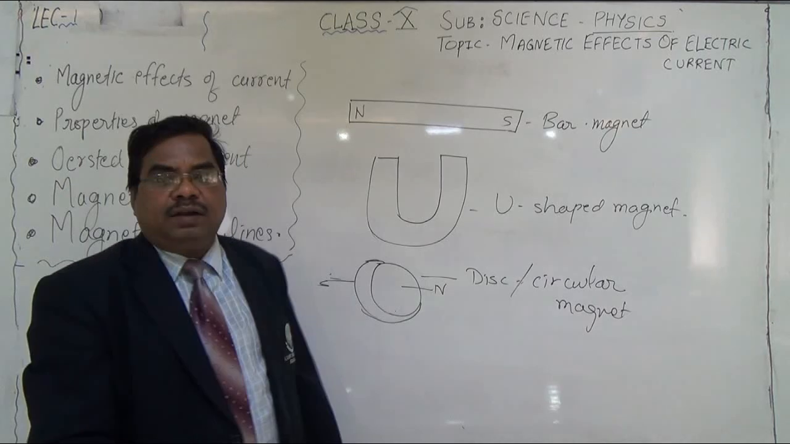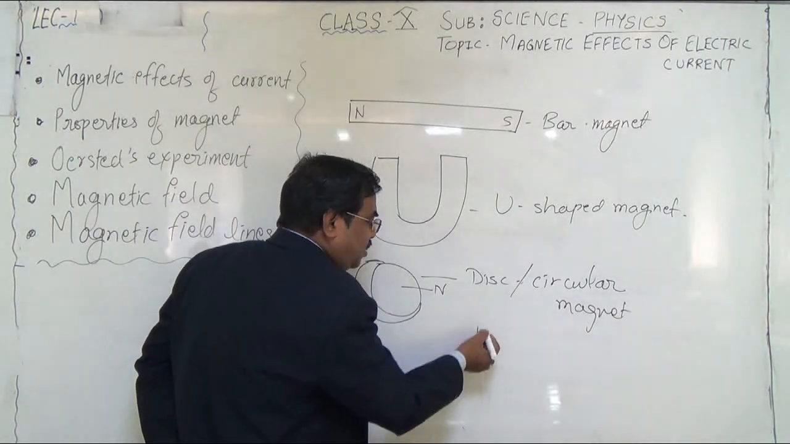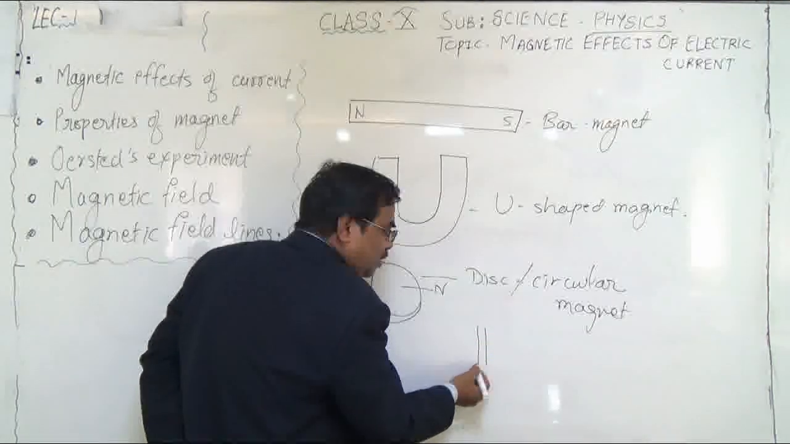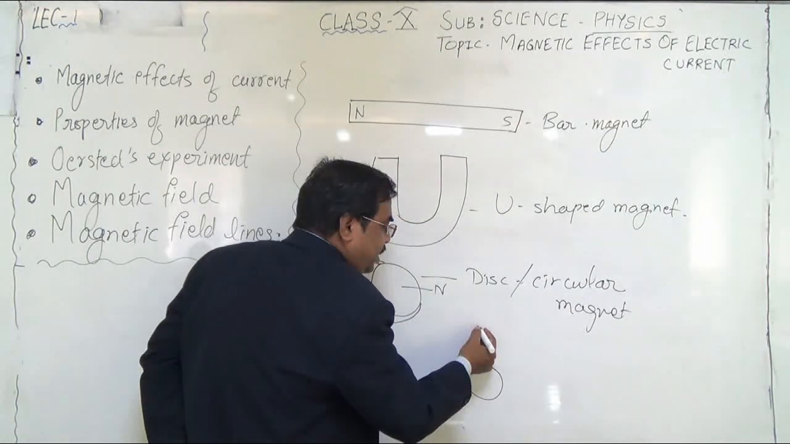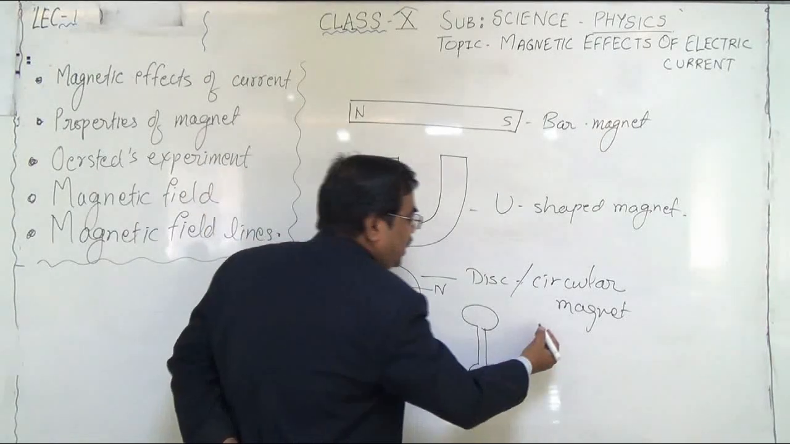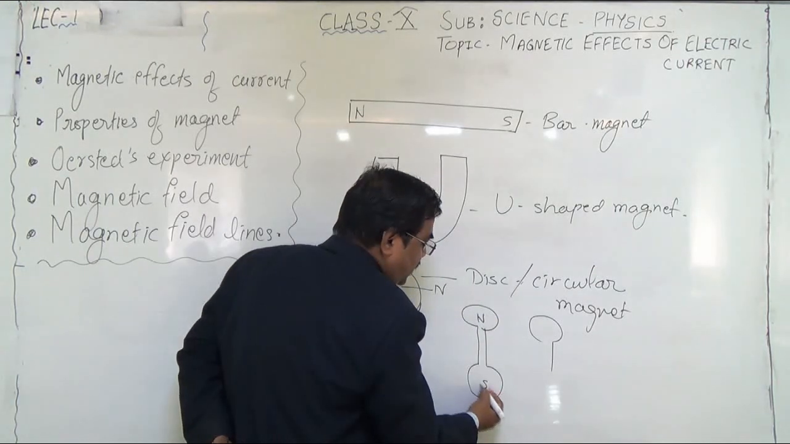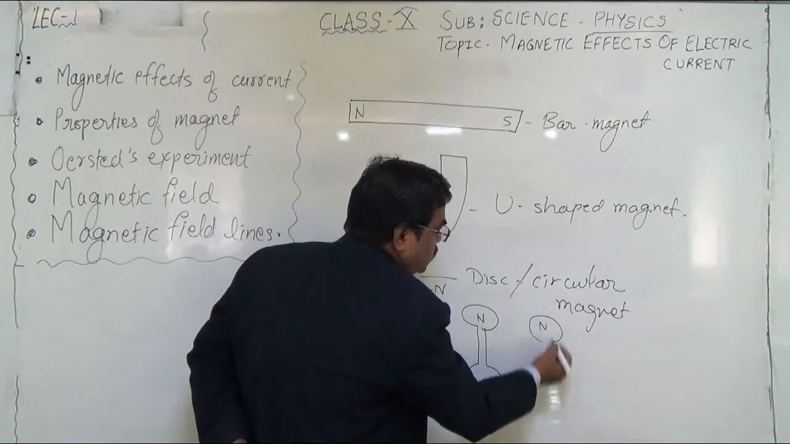Then there are dumbbell shaped magnets. Dumbbell shaped magnets are very uncommon. They are in the shape of a dumbbell which you use for exercise. That kind of dumbbell is there. One end is north, the other end is south.